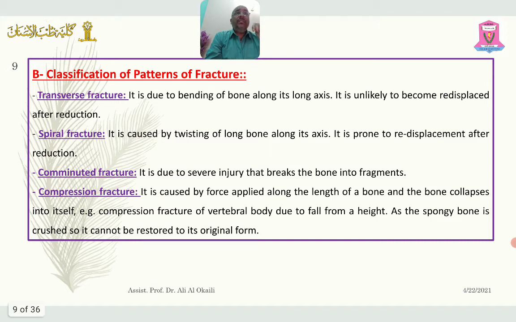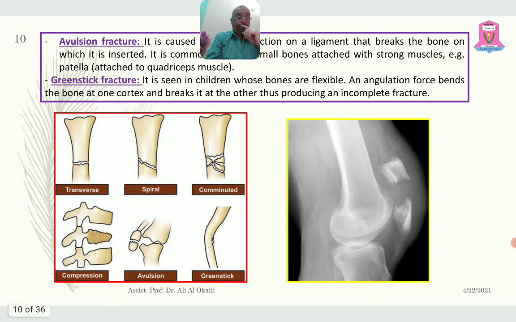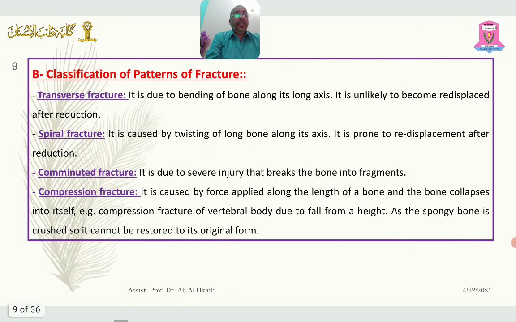ممكن نصنف الكسور according to the patterns, شكل الكسر, according to the patterns of fracture. عندنا we have transverse fracture, which is due to bending of bone along its long axis, and it is unlikely to become redisplaced after reduction. الترانسفيرس يعني the two surfaces of the long bone, the two surfaces تكون involved in the fracture.